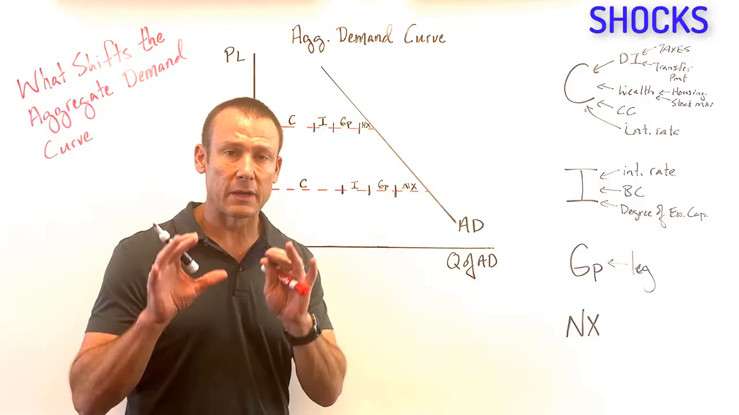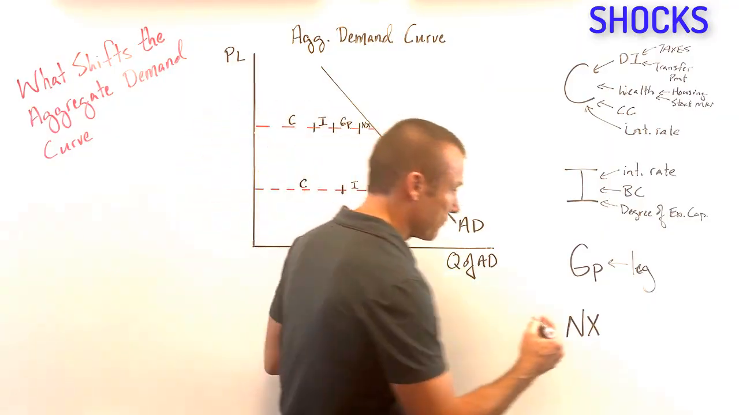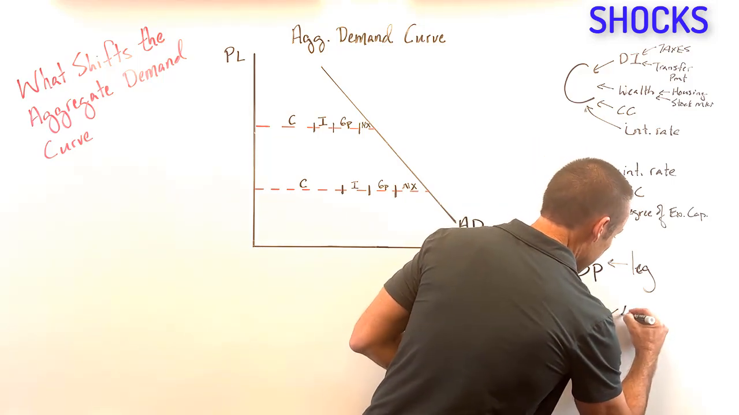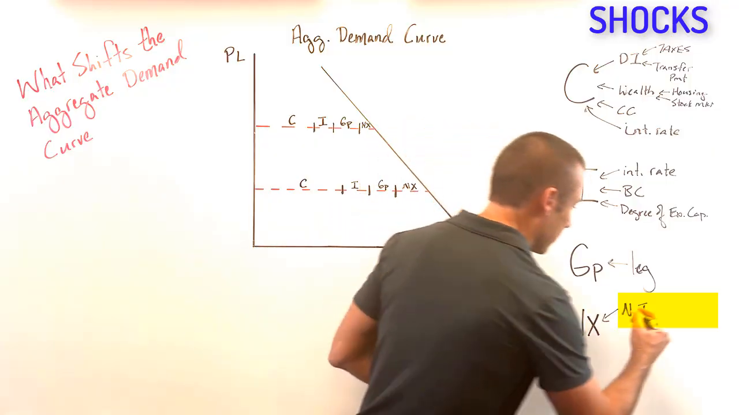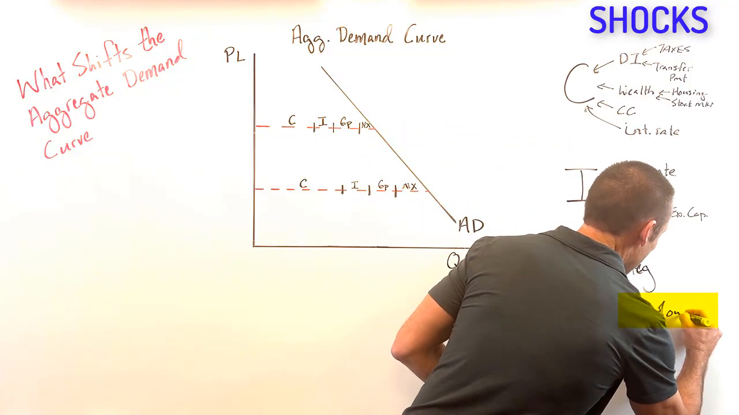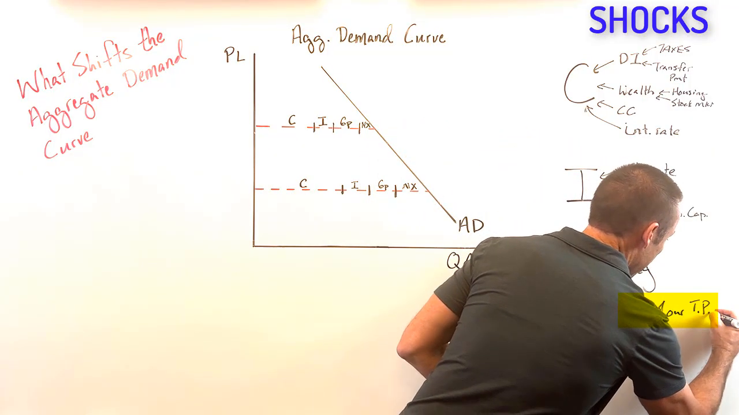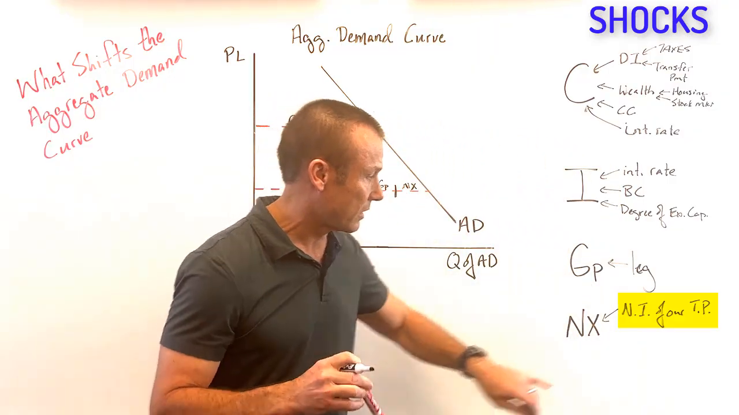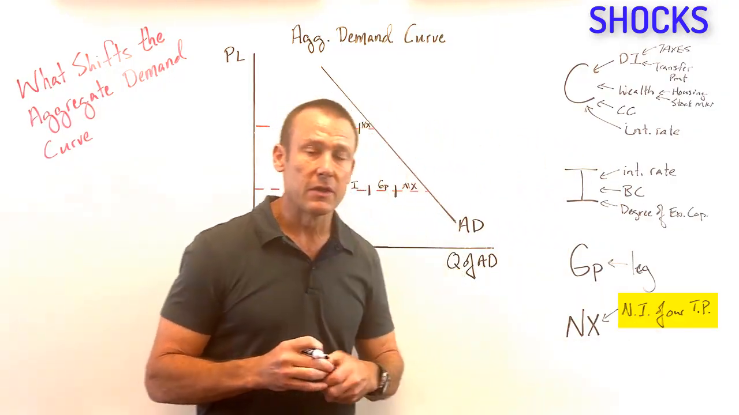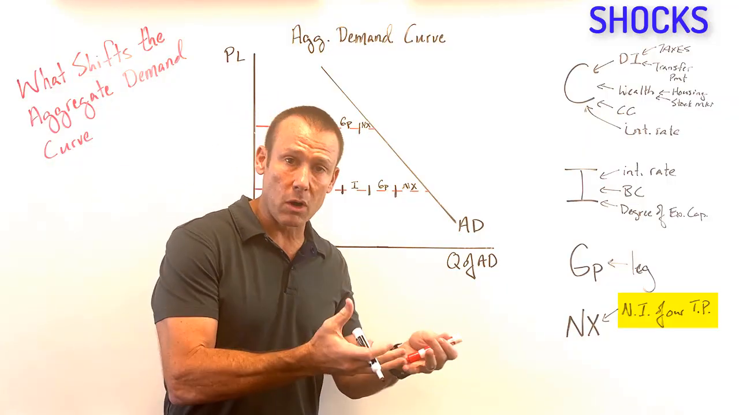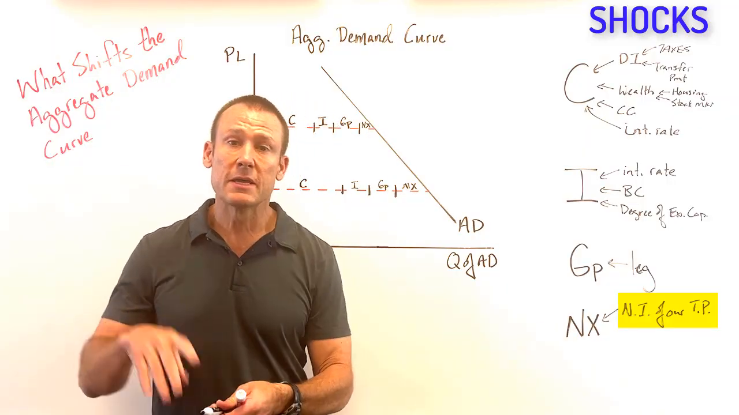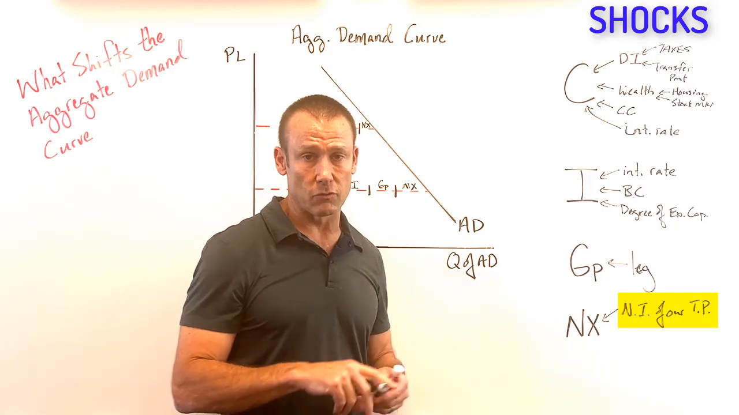Net exports, we're gonna have 3 things, okay? The first one, guys, is the national income of our trading partners, okay? So of our trading partners, a lot of abbreviations up here, okay? National income of our trading partners. Guys, if our trading partners' national income goes up, they're gonna buy more of our stuff, they're gonna buy more exports, AD is gonna shift to the right.